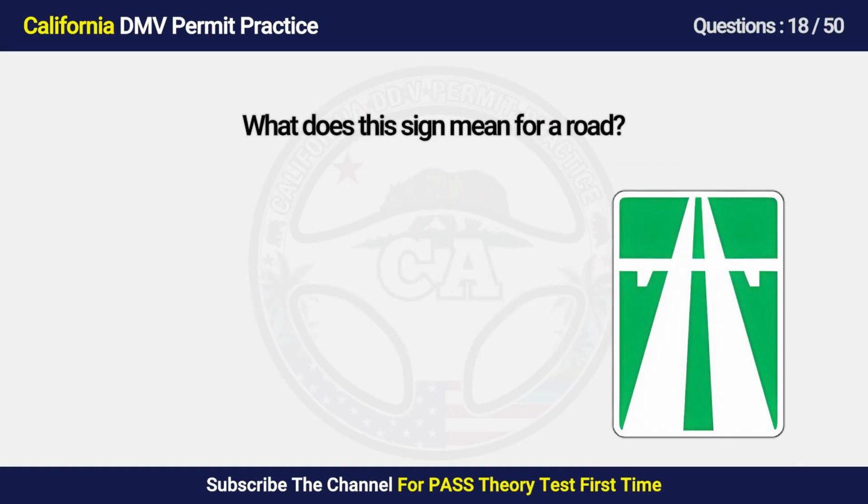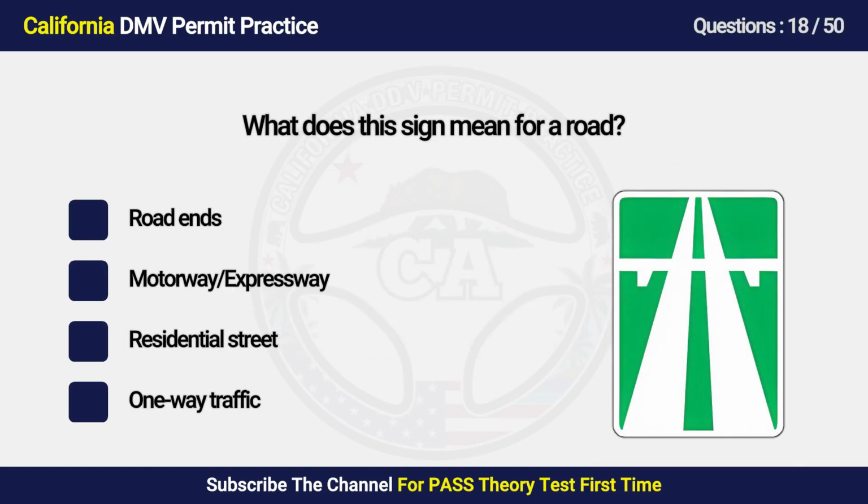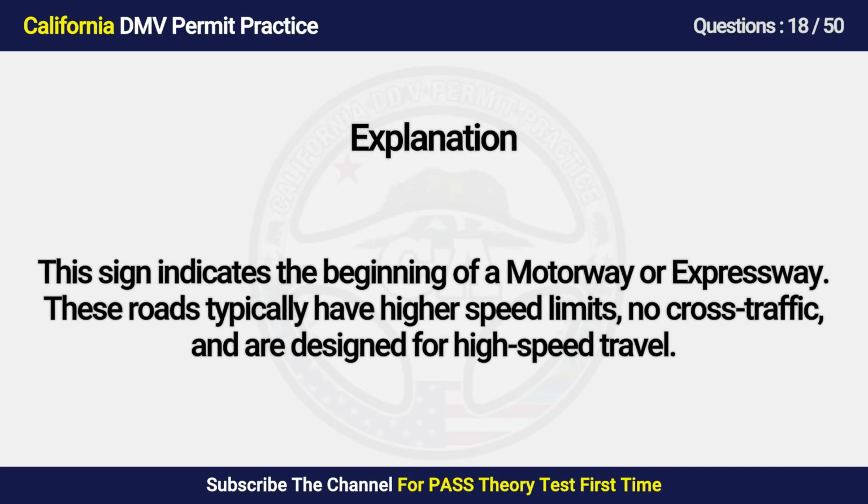Question 18. What does this sign mean for a road? A. Road ends. B. Motorway begins. C. Residential street. D. One-way traffic. Answer is B. This sign indicates the beginning of a motorway or expressway. These roads typically have higher speed limits, and are designed for high-speed travel.